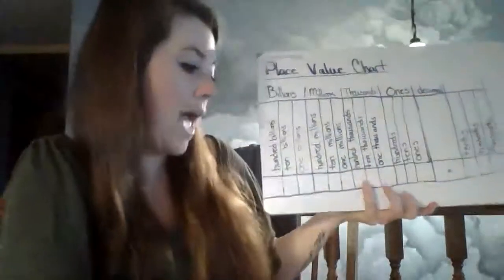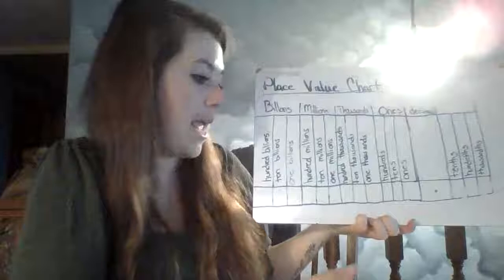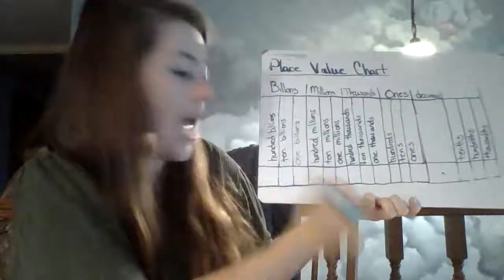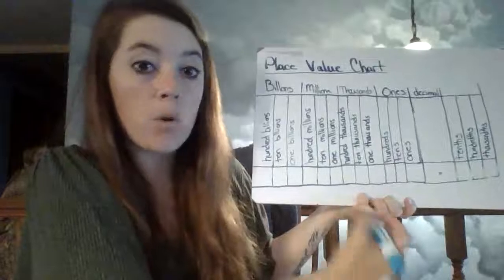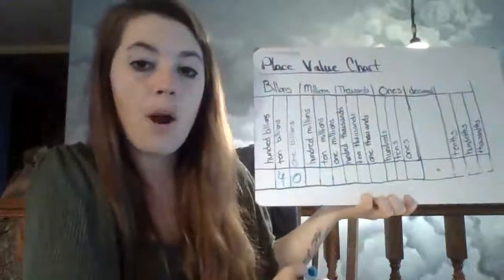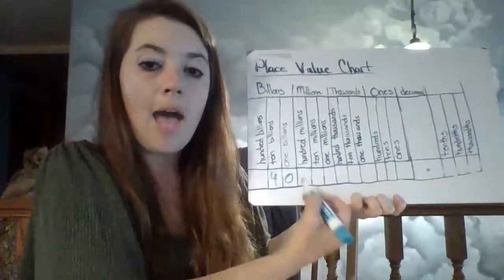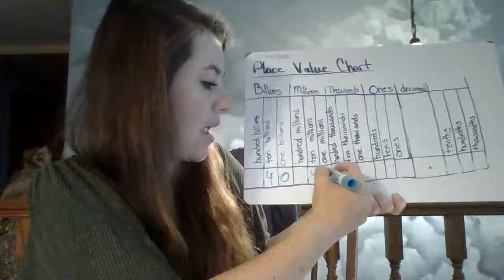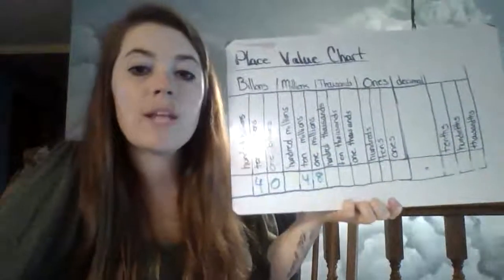So back to this place value chart. So we had the 40 billion, 48 million. So if we look here, we've got our billions and the tens. So we know we've got 40. So we put 4D for our billions. We knew we had 48 millions. So that gives us 48. So we see those numbers right there.